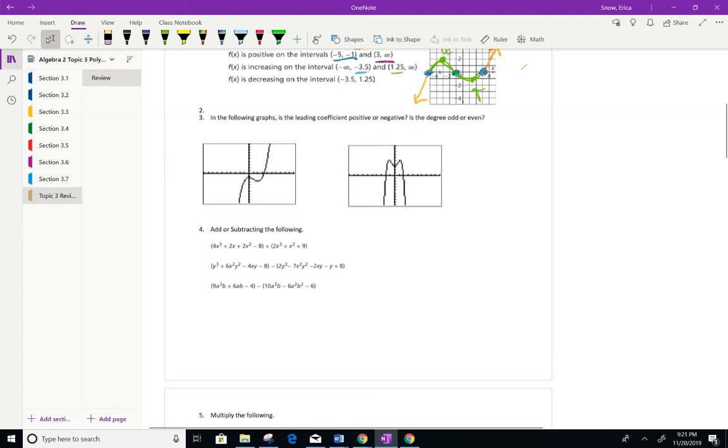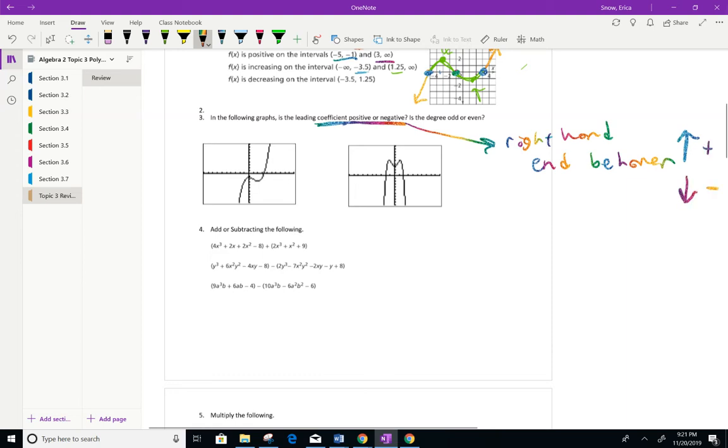3 says in the following graphs, is the leading coefficient positive or negative? So one of the ways that you can tell if the leading coefficient is positive or negative is to look at only the right hand end behavior. So if it's going up, it's positive, and if it's going down, it's negative. So in this case, we're going down, so this one is negative. In this case, we're going up, so this one's positive.